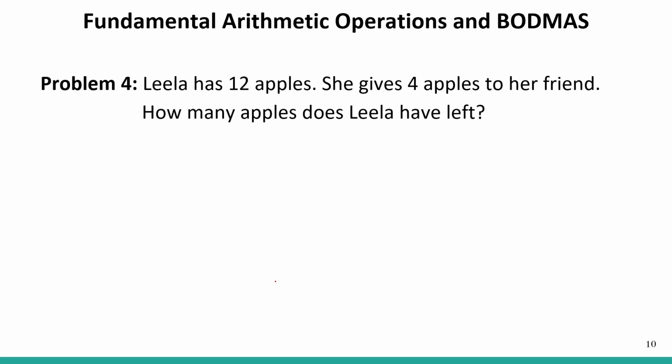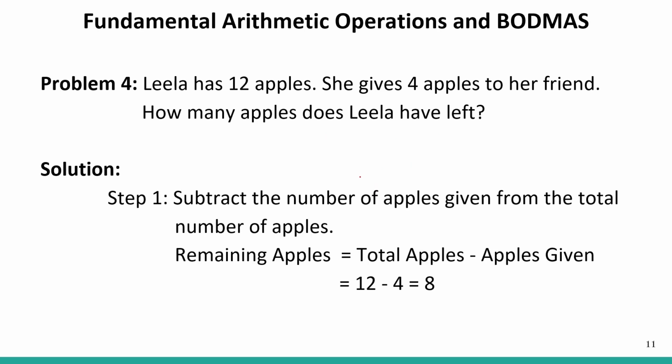If Leela has 12 apples and she gives 4 apples to her friend, how many apples does Leela have left? Leela had 12 apples and she gave 4 apples to her friend. So how many apples does Leela have left? That is 8 apples. 8 apples will be the final answer. We subtract apples given from total apples, so it will be equal to 8.